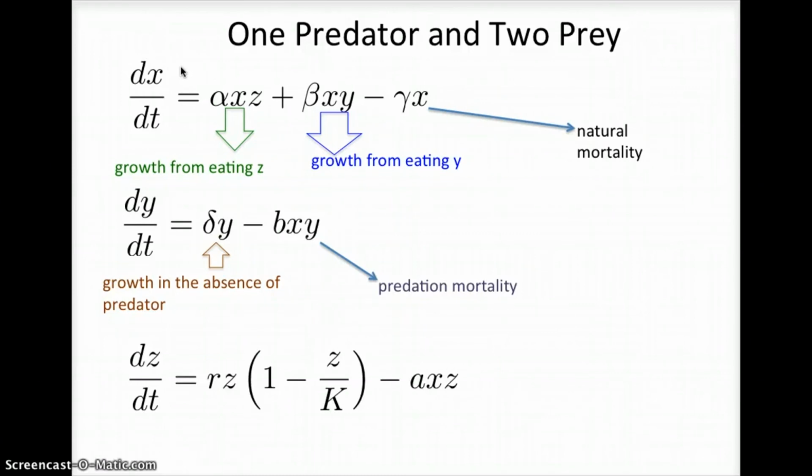Now, the y population has no type of self-regulation, unlike the z population. This term here, r z times 1 minus z over K, denotes a logistic type of expression. K is the carrying capacity, and this population also has a mortality due to predation.